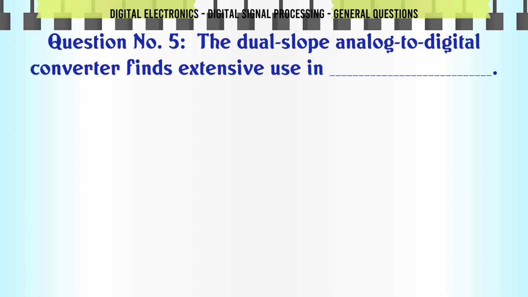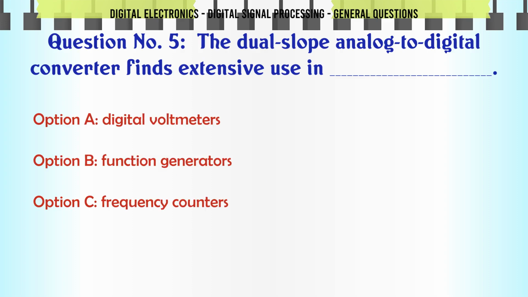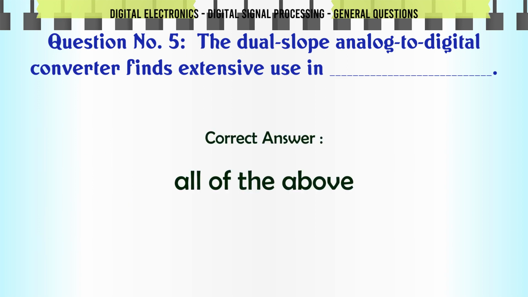The dual-slope analog to digital converter finds extensive use in A. Digital voltmeters, B. Function generators, C. Frequency counters, D. All of the above. The correct answer is all of the above.